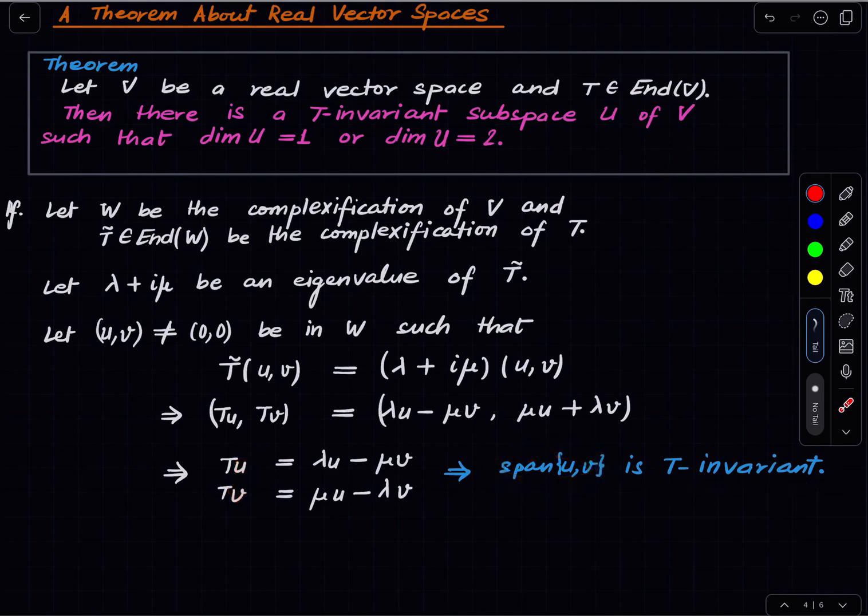But the dimension of this is at least 1 and at most 2. It is at most 2 simply because there are 2 vectors which are spanning it. And it is at least 1 because not both of u and v are 0. So we obtain a subspace of dimension at most 2 and at least 1, which is T invariant. So that proves this proposition. Okay.